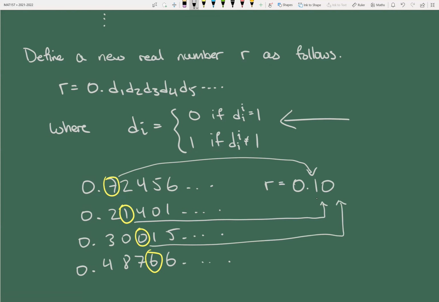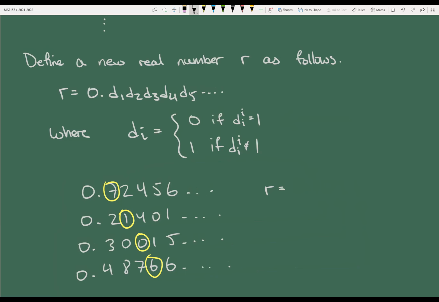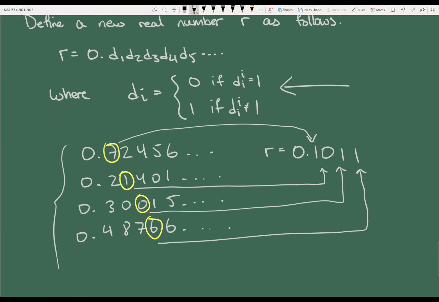This is not a 1, so I'm going to put a 1. This is not a 1, so I put a 1. Does that make sense? Yeah, exactly. And you would just keep doing this, right? You do this for every single natural number that exists. And the point is that this new number that I have created is not any of the numbers that are in my original list. Because I've guaranteed at every single step that the ith decimal place of the numbers in the list on the left is not equal to the ith decimal place of the number on the right.